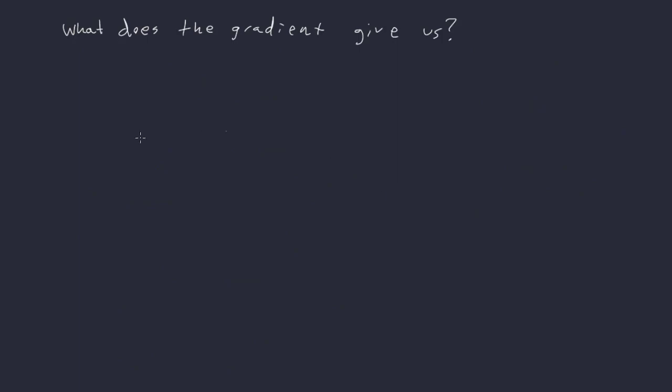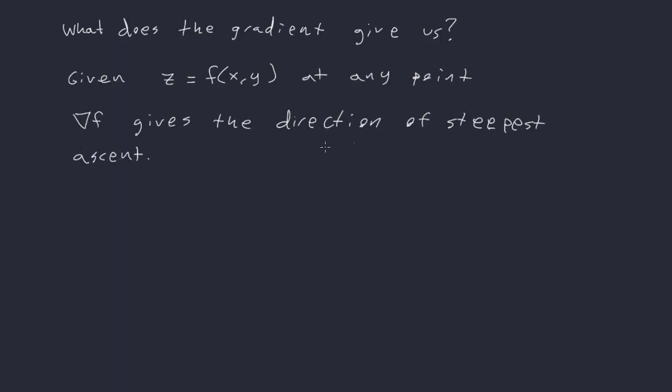So an important question is, what does the gradient give us? What is it? Specifically, at any particular point, the gradient points in what's called the direction of steepest ascent. So what is the direction of steepest ascent? Well, what that means is the gradient of f points in the direction where travel would be at its steepest.